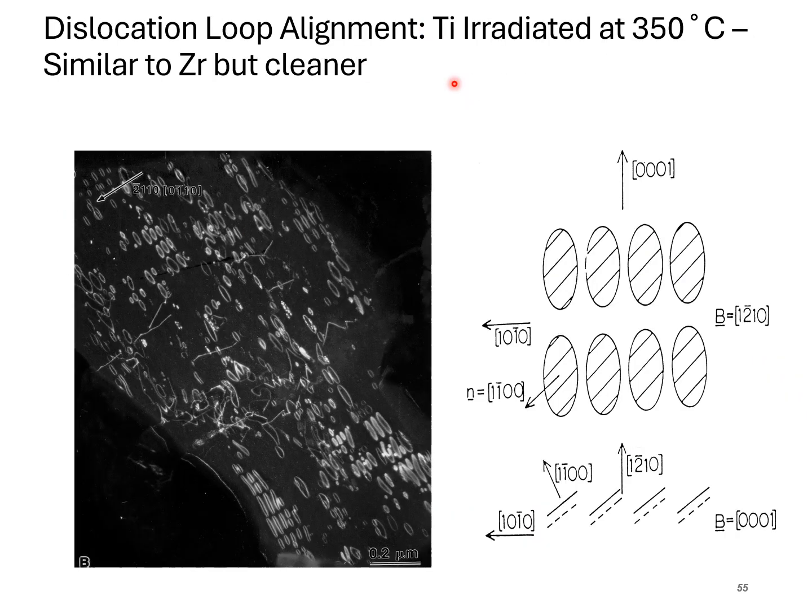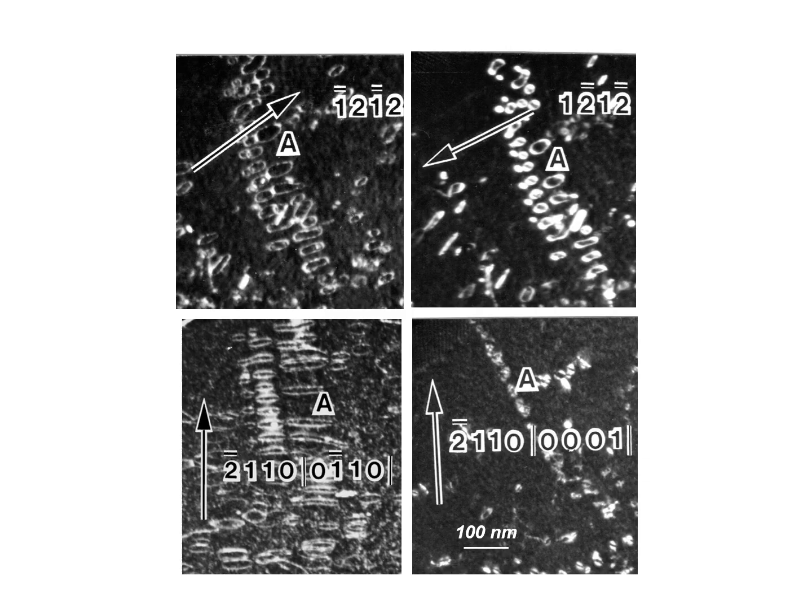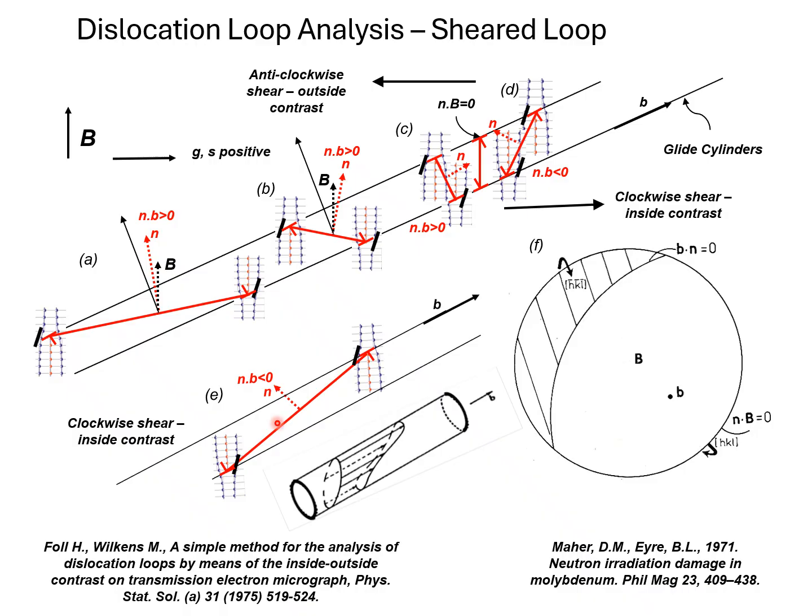I mentioned zirconium being a heavy element. Titanium is much lighter, and you get less absorption, and therefore the imaging is much cleaner. So you can do much easier loop characterization in the titanium. There are also vacancy loops here. Here's some example of the loop characterization.